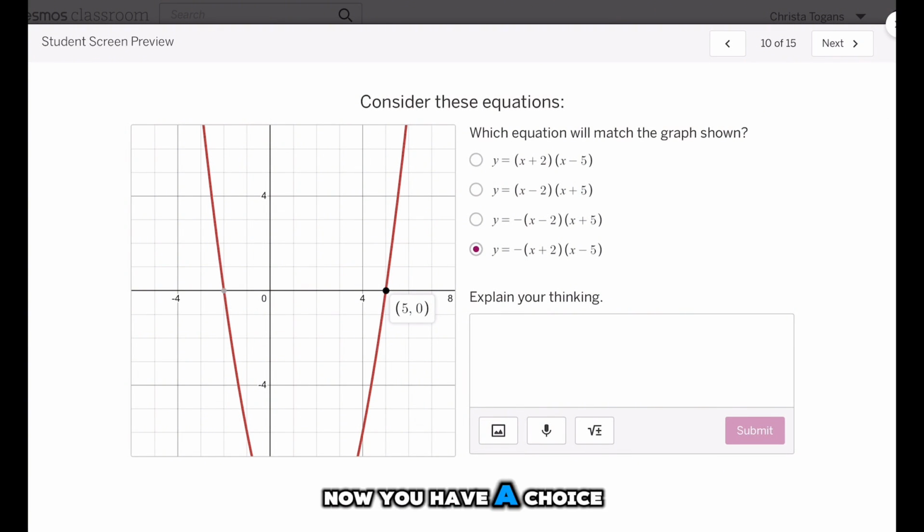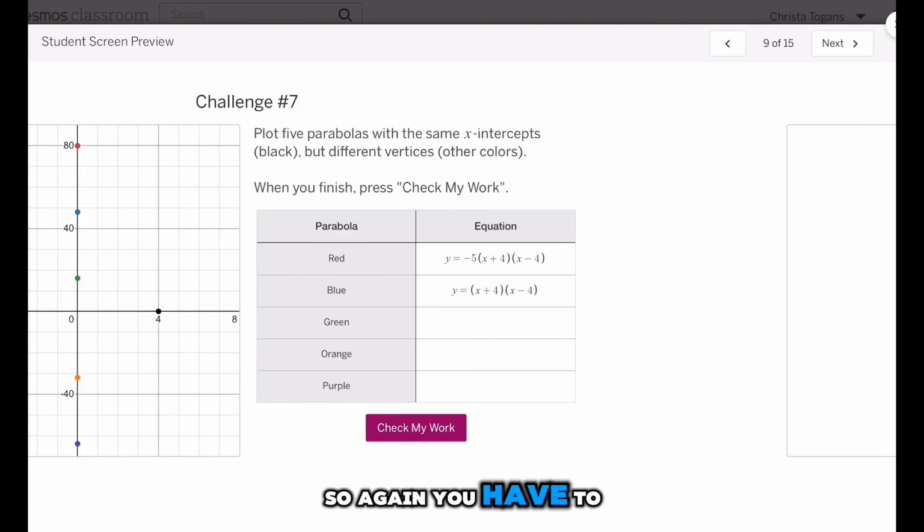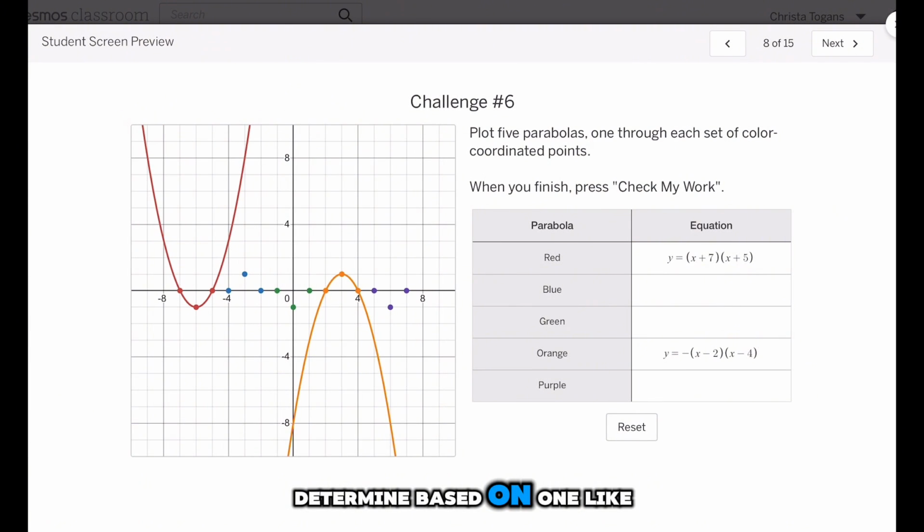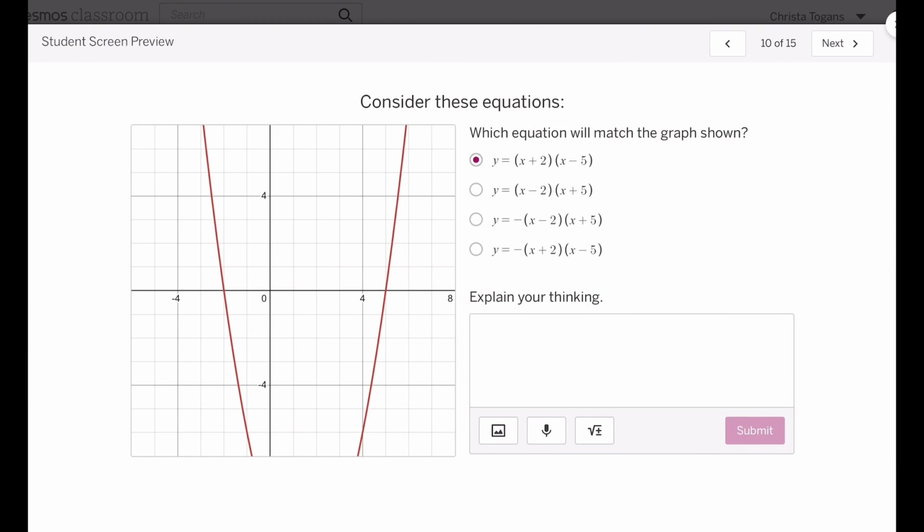Now, you have a choice. Is there a negative in front of it for that one? Or is it no negative? So again, you have to determine based on one like this, which one flips upside down. Just talk to yourself. Orange one flips upside down. Is this one upside down? No. So you have to choose which one it is.